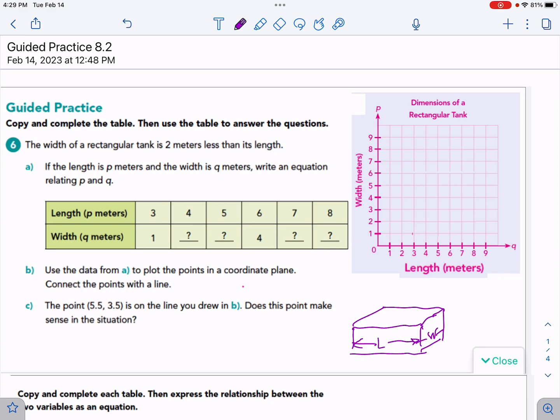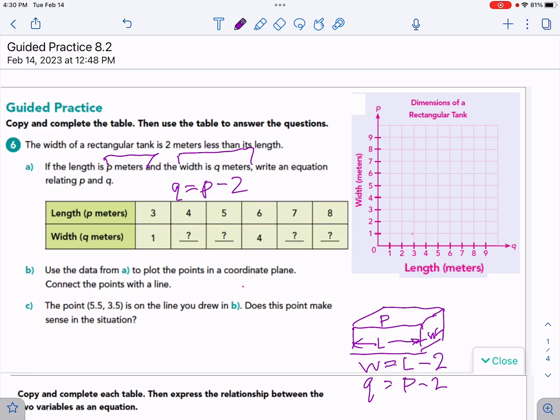Okay. And we're told that the width is 2 meters less than the length. So I'm going to write that down. And then we're also given some more information that just is going to make our life a slight bit more complicated. And that's that the length is p meters. We're calling the length p. And so I'm just going to put a p there to help myself remember it. And then the width, we're calling q meters. Okay, so I'm just going to rewrite that to show our equation. And the equation is q equals p minus 2. All right.